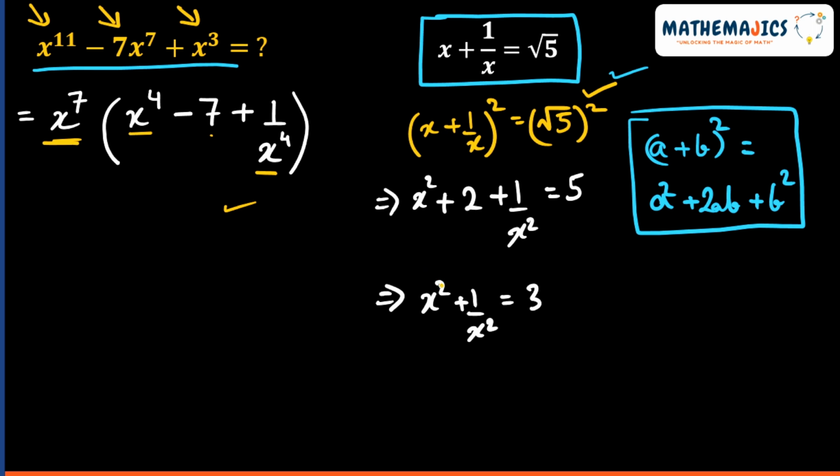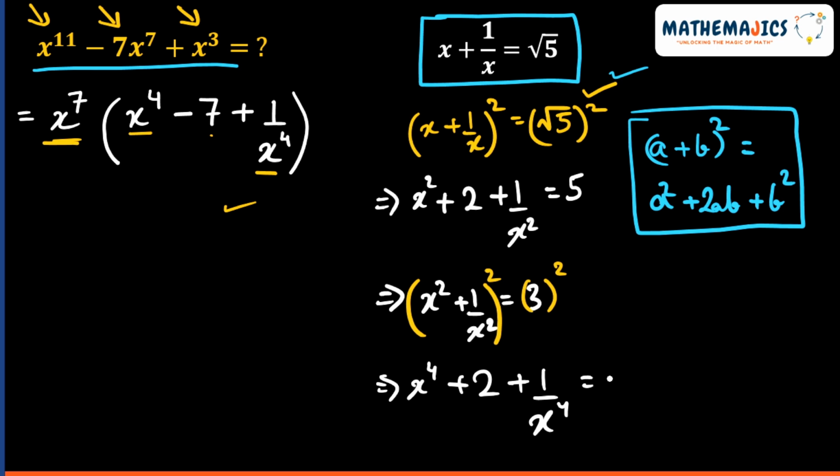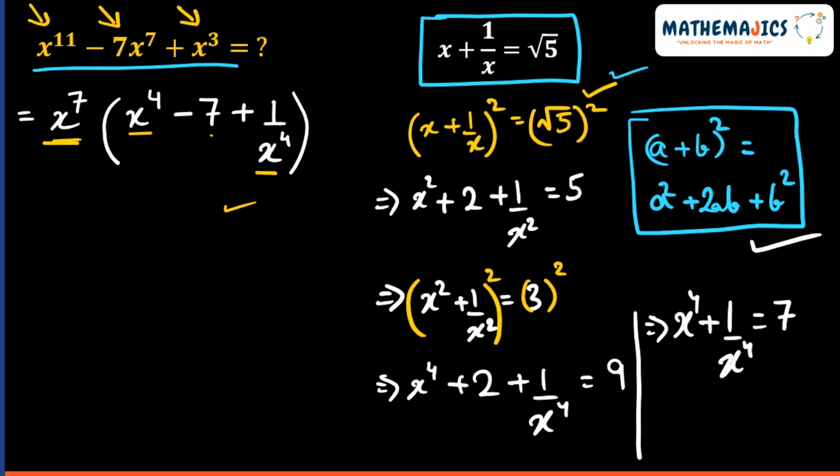Correct? After this step, we can square both the sides again. Now, if we square both the sides again, what will we get? Let's see. x raised to power 4 plus 2 plus 1 by x raised to power 4 is equal to 9. We are using this algebraic identity again. Yes? Now, if we go further, we will get x raised to power 4 plus 1 by x raised to power 4 is equal to 7. Yes? Please keep this in mind. We will be using this.